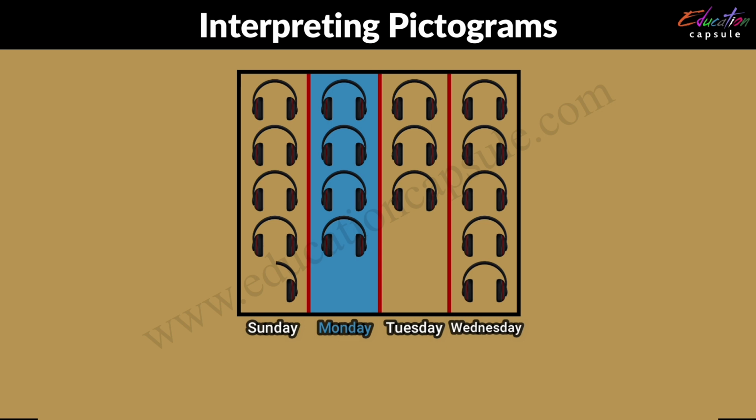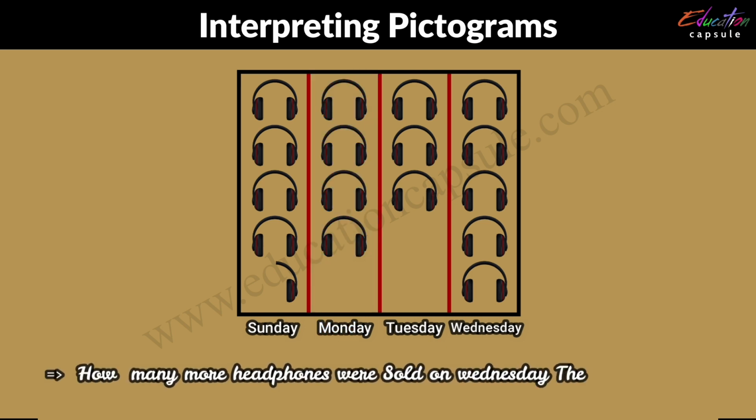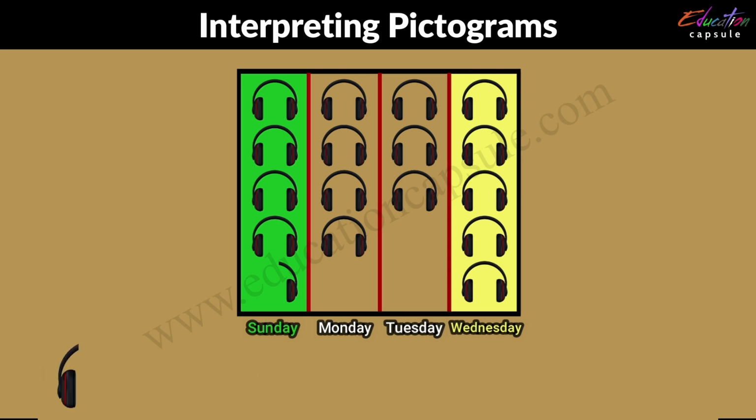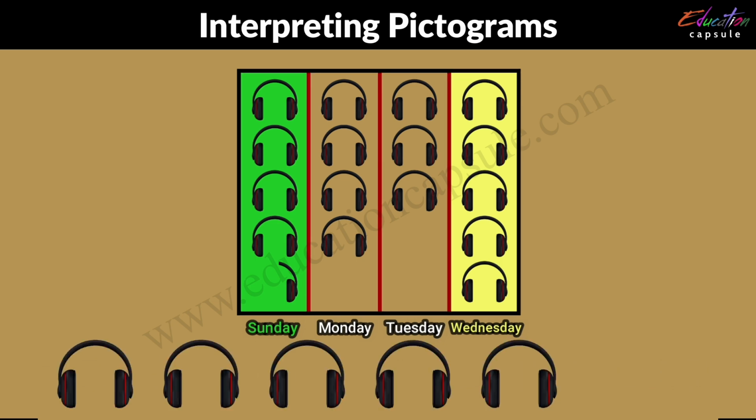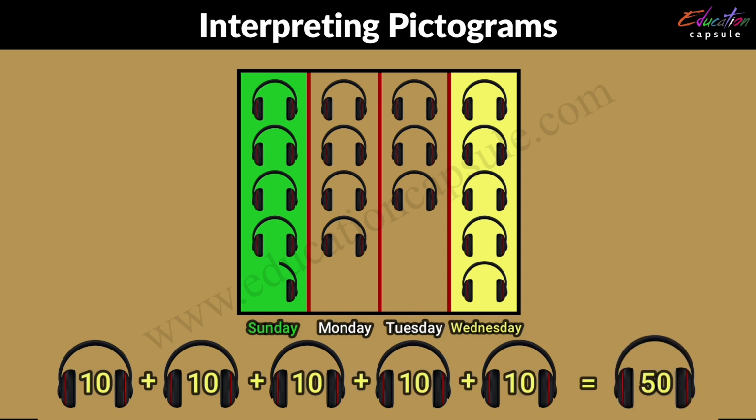Next question is, how many more headphones were sold on Wednesday than on Sunday? So, the number of headphones sold on Wednesday is equal to 5 pictures of headphones, which is equal to adding 10 5 times, which gives you 50 headphones.